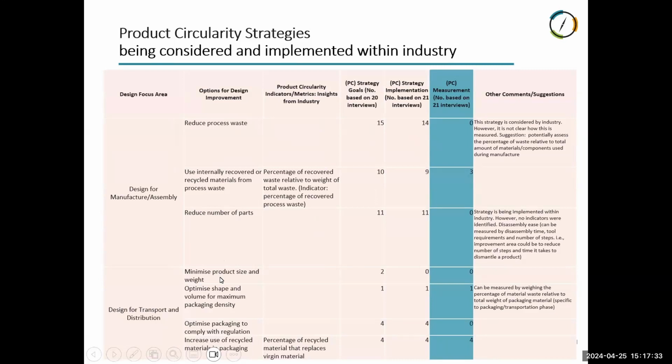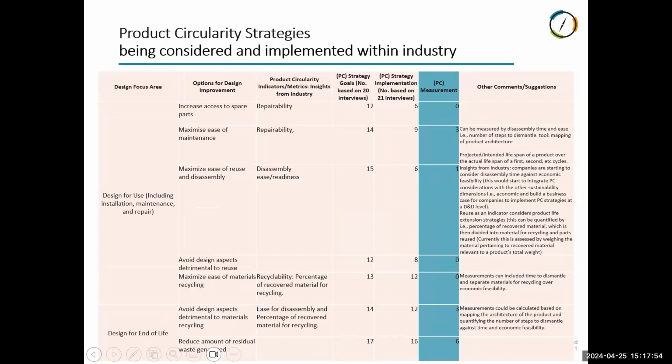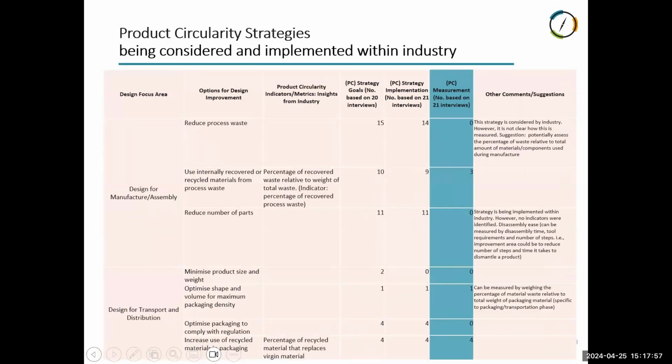And then in this table, we have various design improvements and product circularity strategies, and then we can see how, for example, reducing the number of parts decreases to 11 of the companies, highlighting that these were within their strategy goals. And in terms of implementation, 11, but then 0 in terms of measuring this product circularity strategy. Next slide, please.